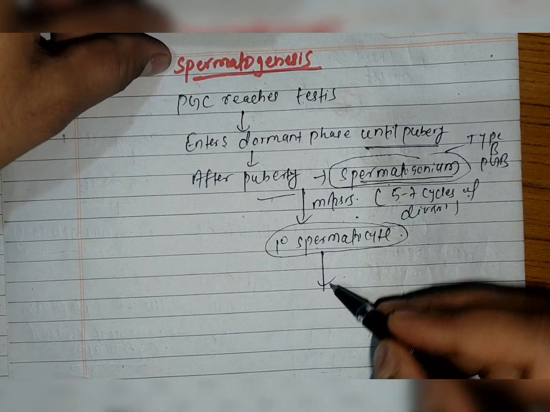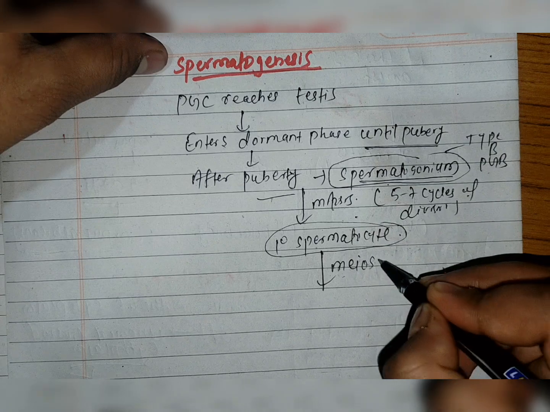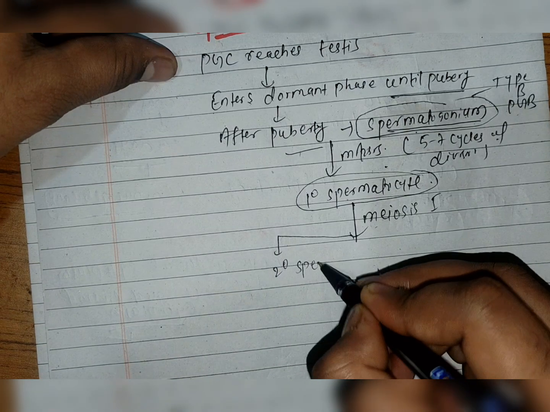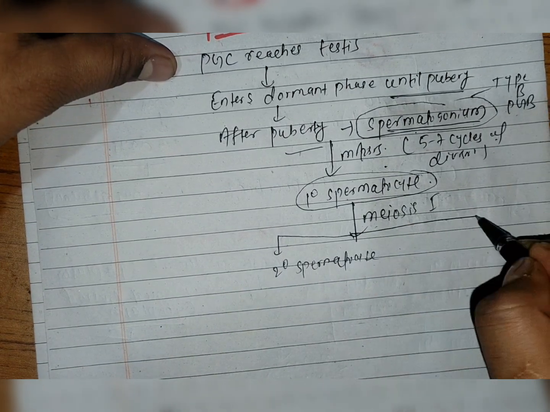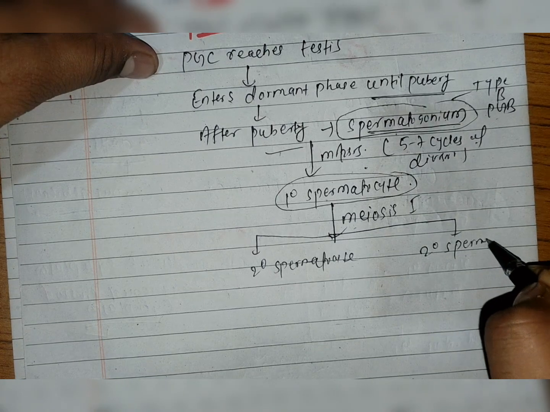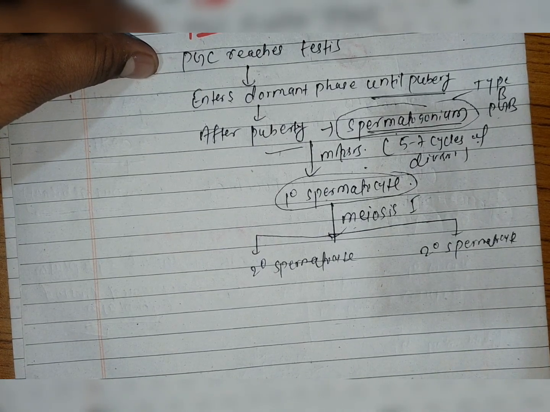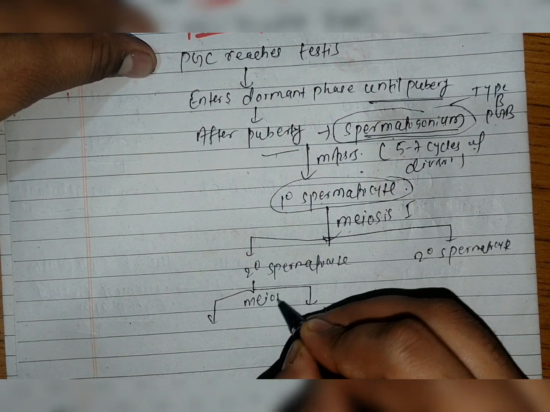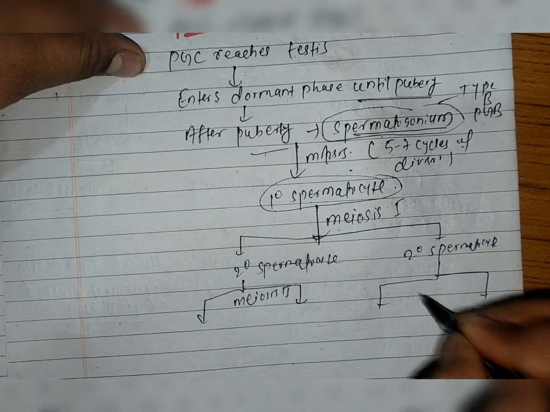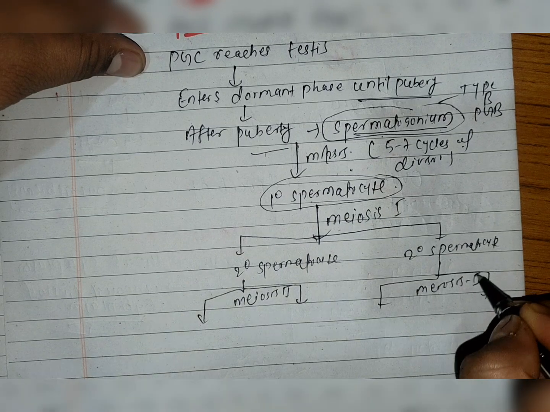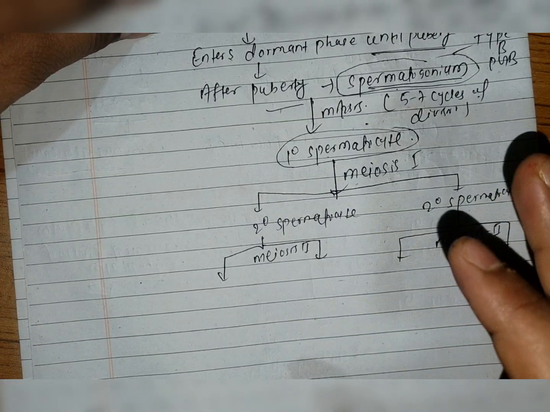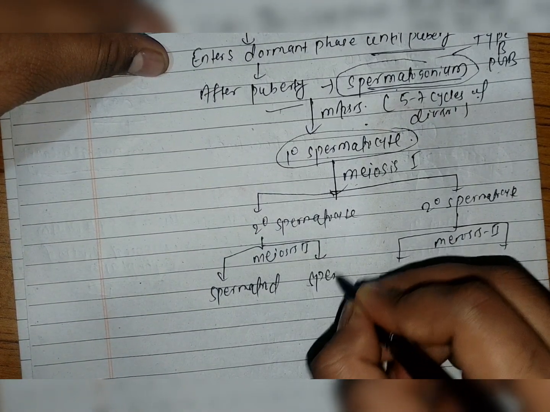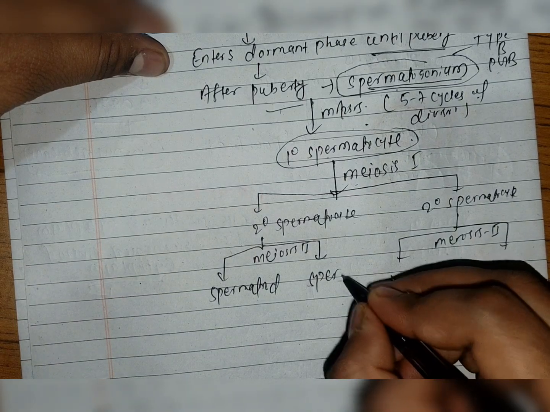Now this primary spermatocyte undergoes meiosis first, and it forms two secondary spermatocytes. Now these secondary spermatocytes undergo meiosis second. After meiosis second, they form the spermatids: four spermatids, two from each secondary spermatocyte.